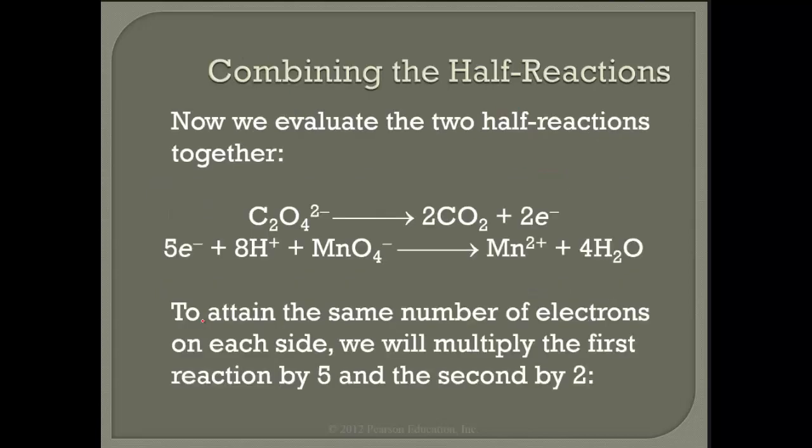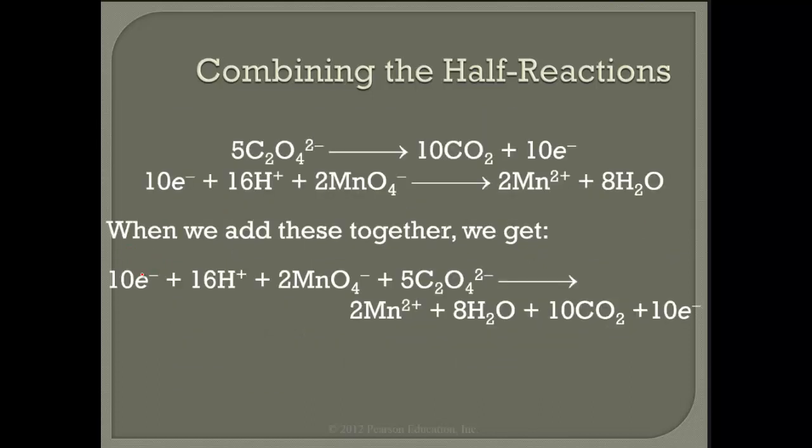Now evaluate the 2 half reactions together. To obtain the same number of electrons on each side, we multiply the first reaction by the number 5. We multiply the second one by 2. We want to know what is the smallest number that's divisible by both 5 and 2, and that number is going to be 10. And that's how we got 10 here.